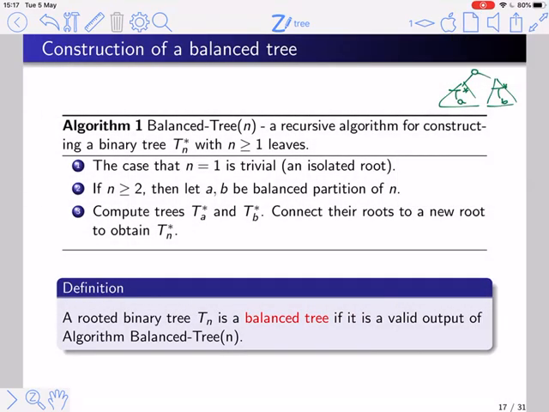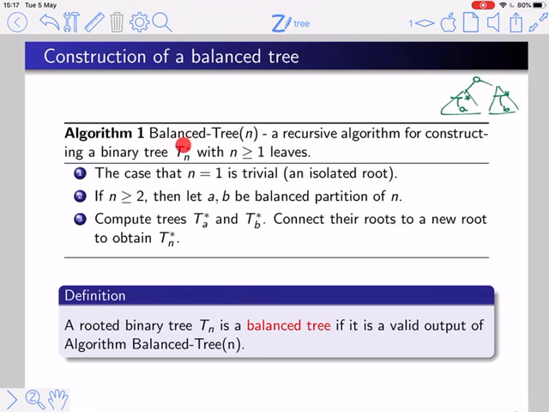So now what I want to do is construct T n star given a number n, which is not necessarily a power of 2. The way I do it, if n equals 1, it's trivial. T n star is simply a tree of one node. If n is greater than or equal to 2, then I partition n in a balanced way into A and B. I recursively construct T A star and T B star. And I allocate a new root, and I connect T A star as the left child of the root and T B star as the right child of the root, and I get my tree T n star.